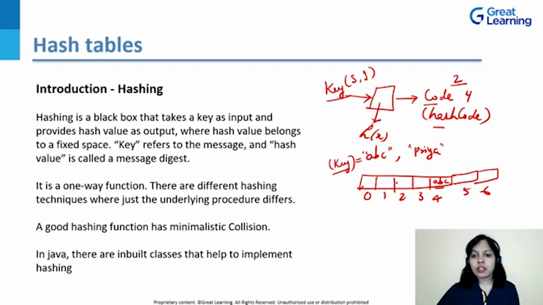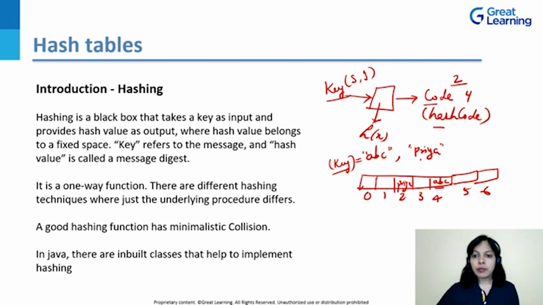Now at the second location, the data related to the student Priya will be stored. So this is how hashing works. This whole concept is about finding a code out of a given key. That key can be anything, either a string or an integer value, like in this example, it was a name.